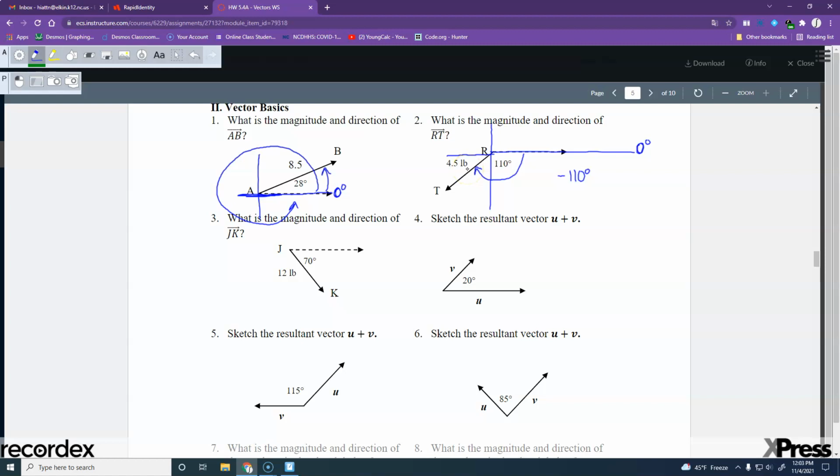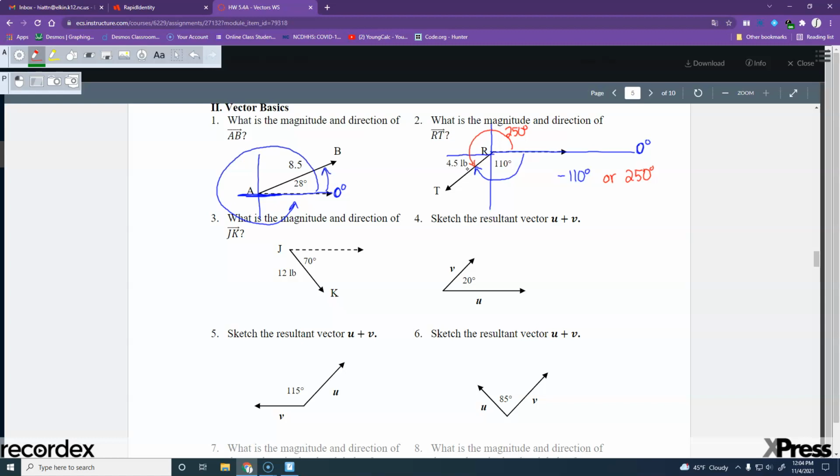Or we could think of it in this direction. How could I figure out what that angle right there would be? 360 minus 110, which will give us 250 degrees. So on that one, it's okay with me if you've got negative 110 as your angle, or 250. Probably because I did not explain that so much in the video, you may have just had 110. But it either needs to be negative 110 or 250 degrees.